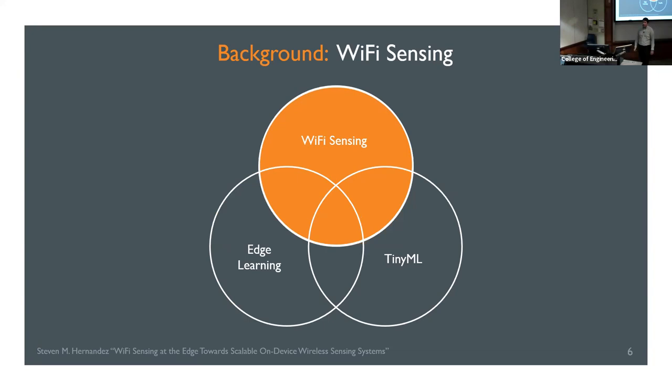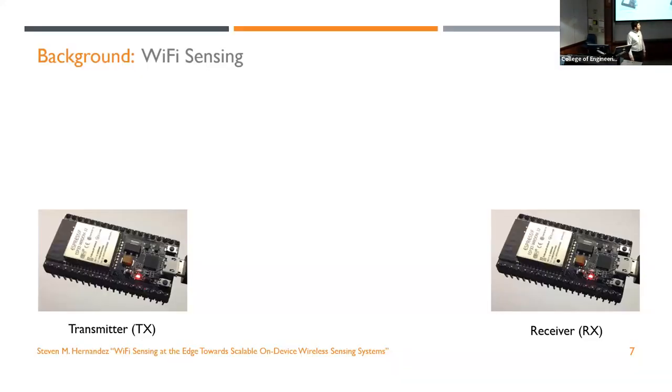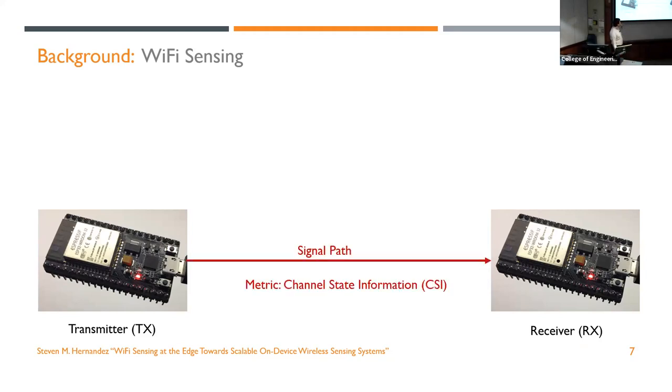So let's go ahead and start out with some background on what Wi-Fi sensing is and how we can achieve it. So here we've got two microcontrollers. They have Wi-Fi on board. We've got a transmitter and we have a receiver. And when we send a packet over the radio, the signal or the packet or frame travels over a signal path. And we can quantify the signal path using something called channel state information.